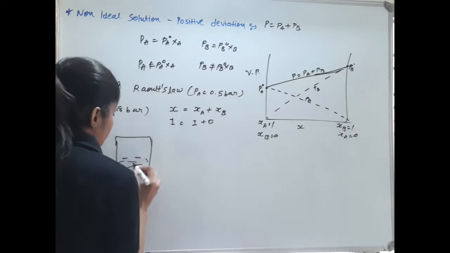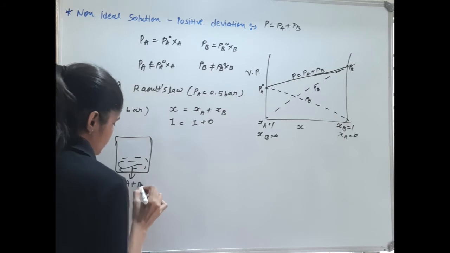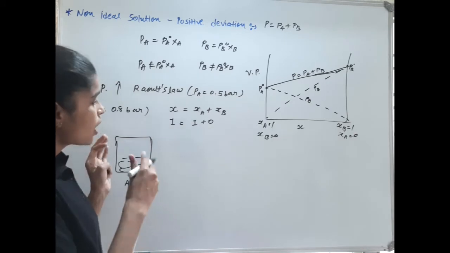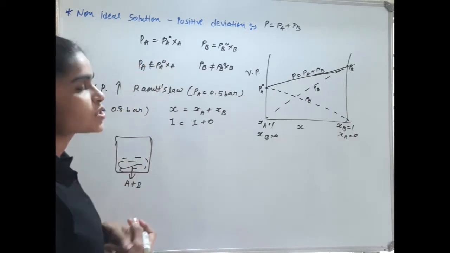This beaker is filled up with the solution A plus B. A is a solvent and B is a solute, and this is a closed vessel. How to define this? This is the positive deviation.